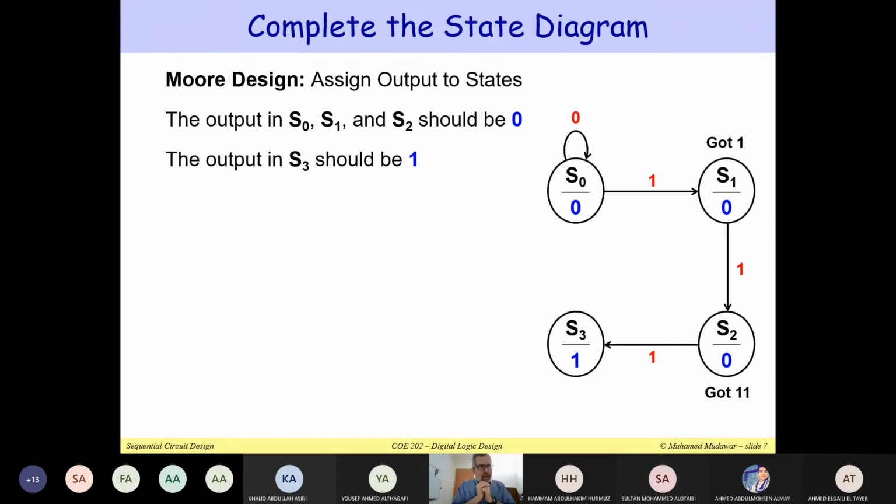So let me redraw what we have seen in the previous slide. State S0 is my initial state. If you are in S0, the output will be 0. Notice that I'm showing the output inside the state. In S1, the output will also be 0. In S2, the output will be 0. And only in S3 do we get the output equal to 1. So now my output is 1 when you reach S3 after detecting the sequence 1, 1, 1. You have to see 3 ones in the input to reach S3 and get the output equal to 1. Notice that the output is shown inside the state, indicating that this is a Moore design. Now, is this state diagram complete or incomplete?